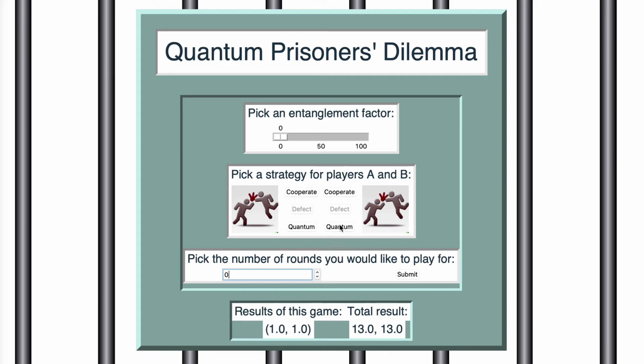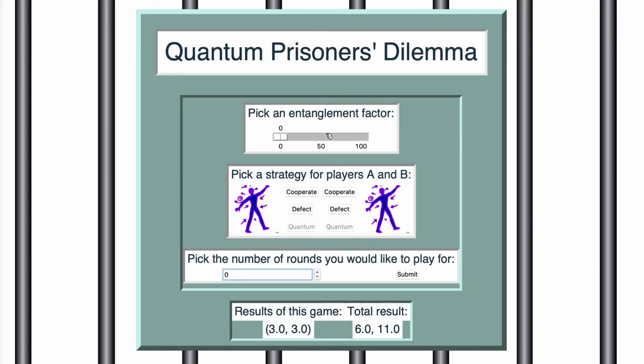And as a side note, the quantum move in this case has no special impact. Because the entanglement is 0, the quantum move will act as if it is the cooperate strategy. And just for proof, I can, let's say, show you quantum cooperate. It's the same thing as cooperate. Quantum defect, defector will get all the points. And of course, quantum will be 3-3.